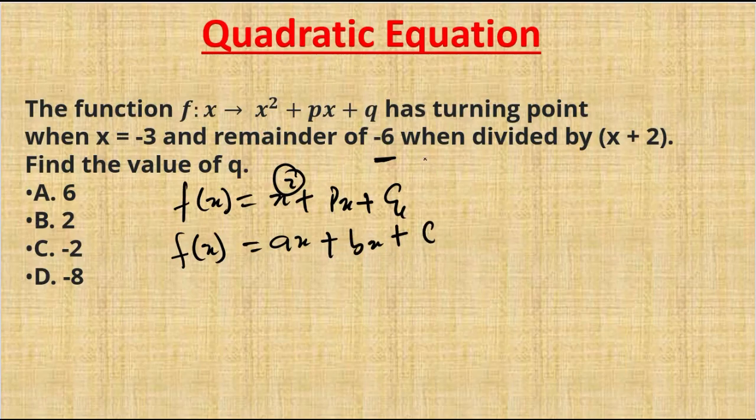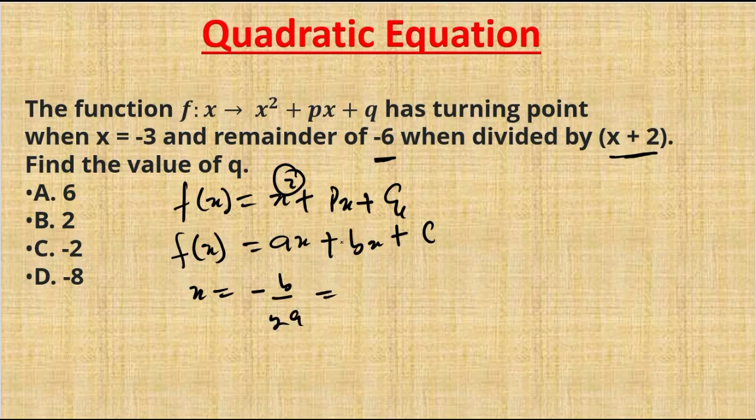c. This function has a turning point when x is equal to minus 3 and a remainder of minus 6 when divided by x plus 2. Now with this, we can make two inferences. As a turning point when x is equal to minus 3, we know that for every quadratic equation at the turning point, x is the same thing as minus b over 2a.